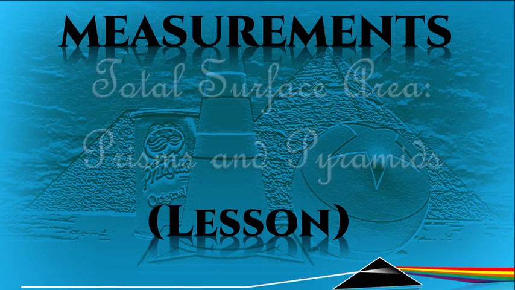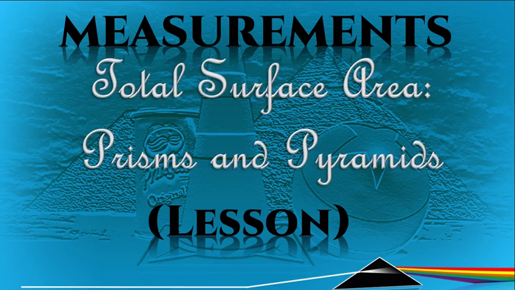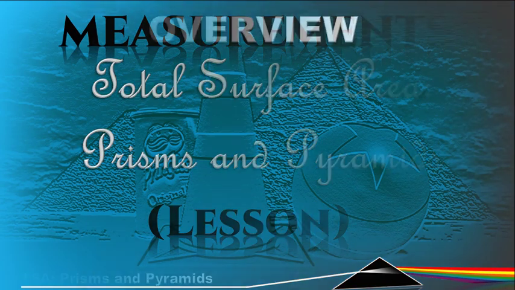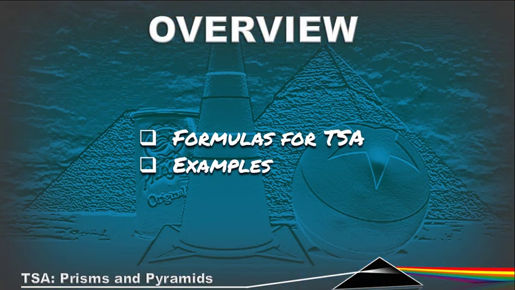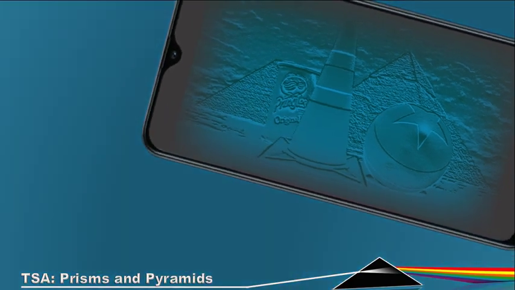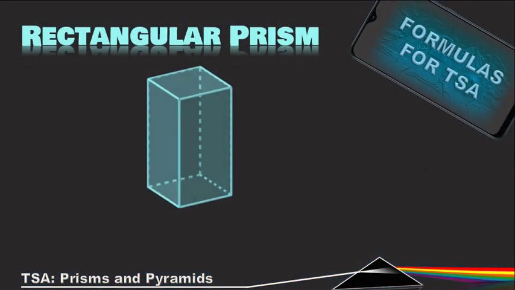In this video on measurements, we are going to look at the total surface area of prisms and pyramids. Now the overview is quite simple. We're just going to look at the formulas and then look at a few examples on how to apply our formulas. The first shape that we're going to look at is the rectangular prism.